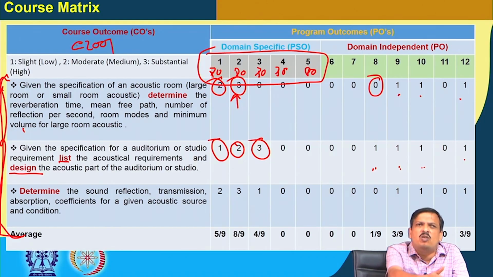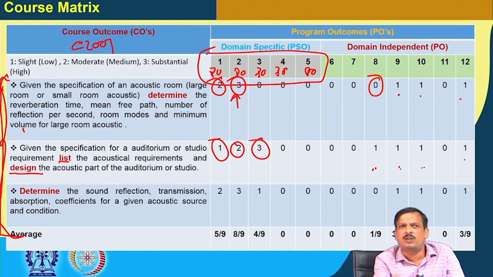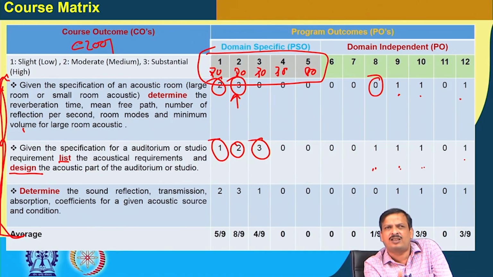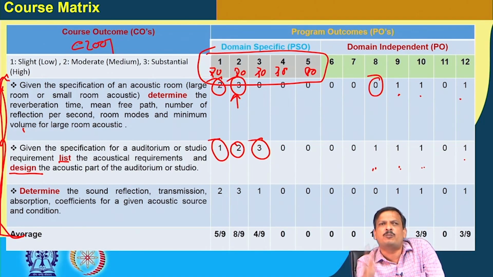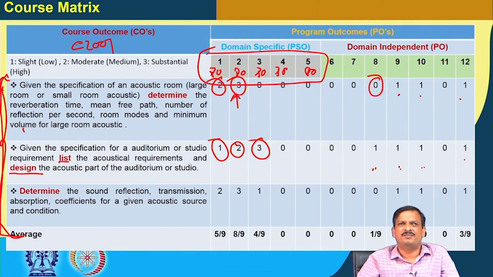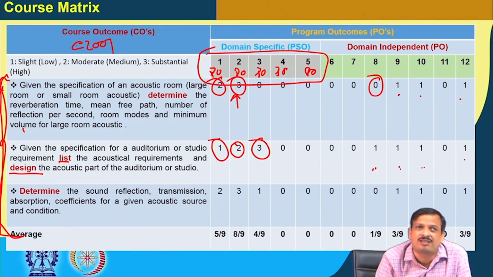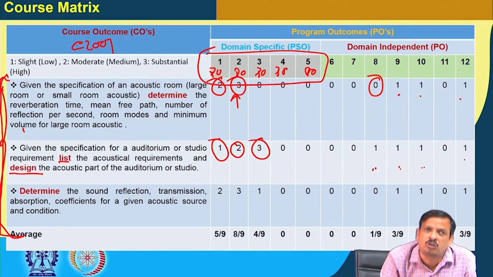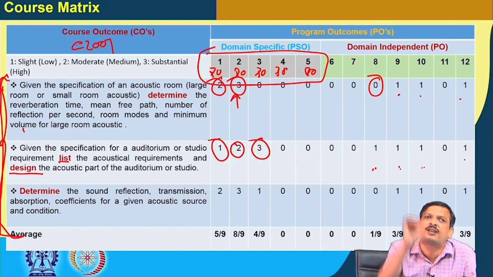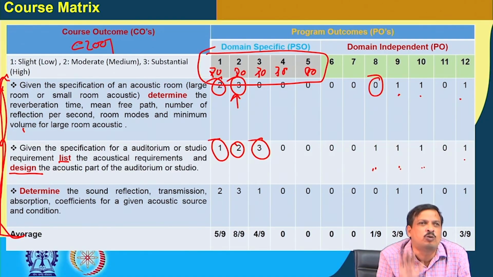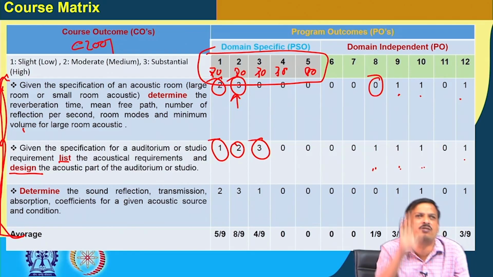So, when you write down the CO for the lab, those mappings will be much more on ethics, much more on communication skill, much more on self learning ability. So, for every course you develop this matrix. This matrix tells how your course contributes towards the PO, the graduate attributes. This also decides whether your course is required for this program or not.